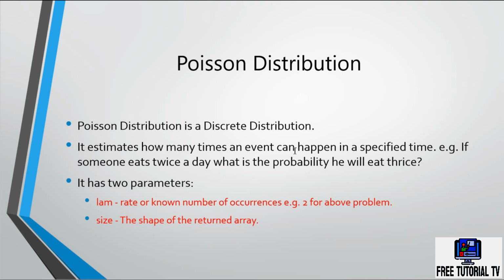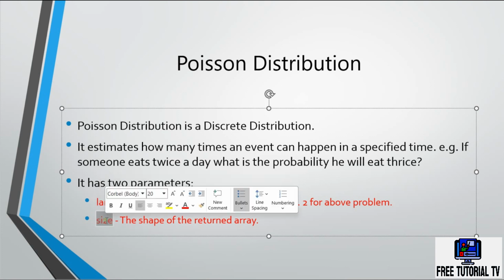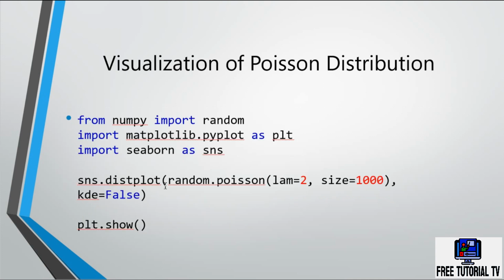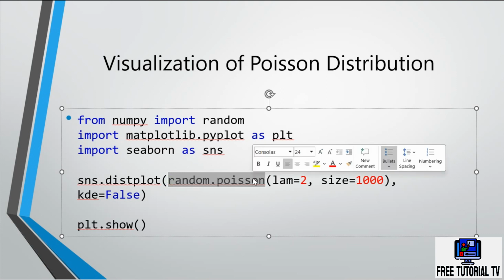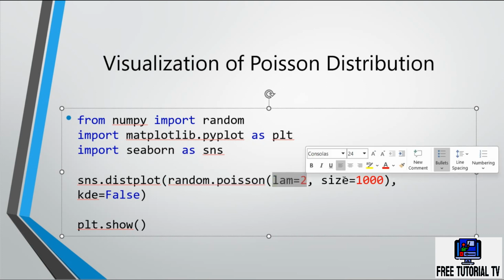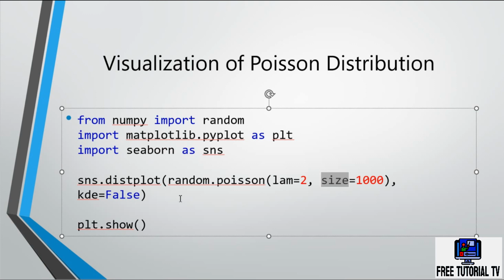In the Poisson distribution, you can see it is a discrete distribution. It accepts two parameters: one is the rate of occurrence and one is the size of the array. In order to generate that, you can use random.poisson with a parameter called lam equal to 2, and then a size of 1000. You can give another parameter, kde equal to false, but it is not necessary.